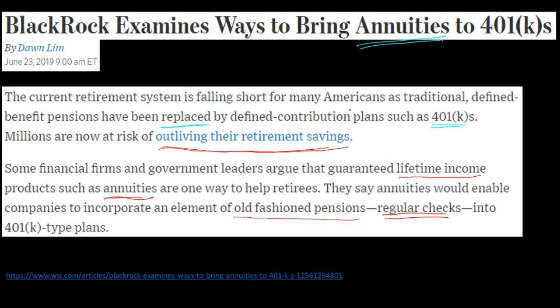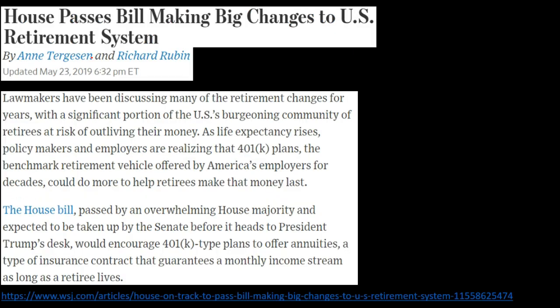And this actually is happening because just last month, so May 2019, the House passed a bill making big changes to the U.S. retirement system as well. So this has sort of been ongoing for the past few years. But this is again an excerpt from a Wall Street Journal article. Basically what's happening is that lawmakers have been discussing many retirement changes. And why is that? Because as life expectancy is rising, policymakers and employers are realizing that the standard 401k plans are not doing enough to help retirees make the money last. And so this House bill that was passed, the article says, passed by an overwhelming House majority and is going to be taken up by the Senate before it heads to President Trump.